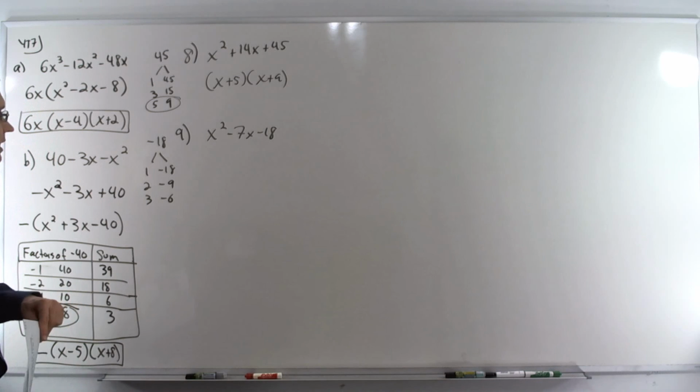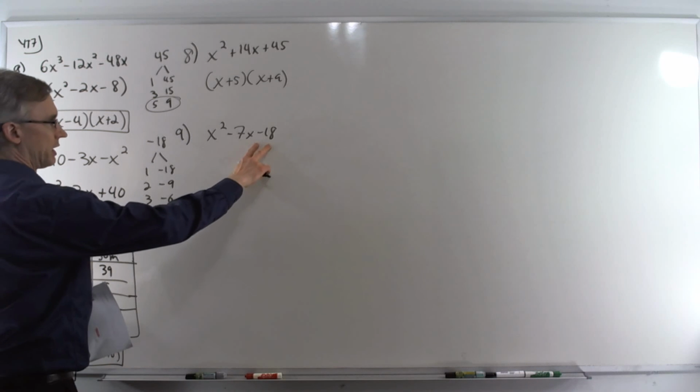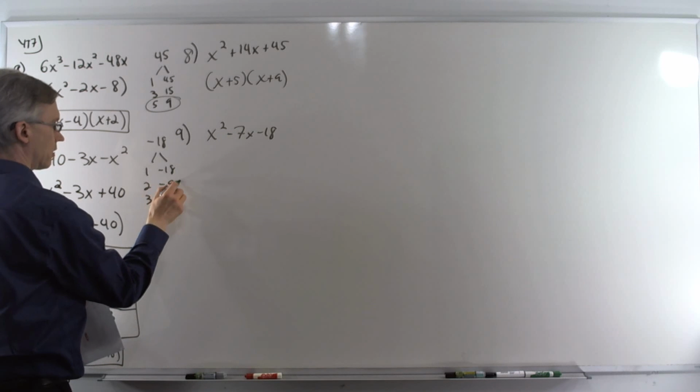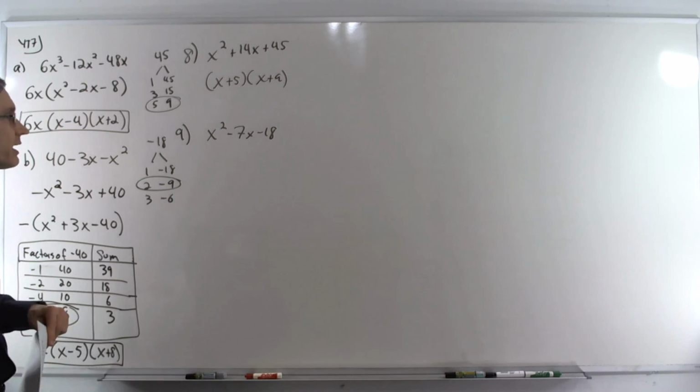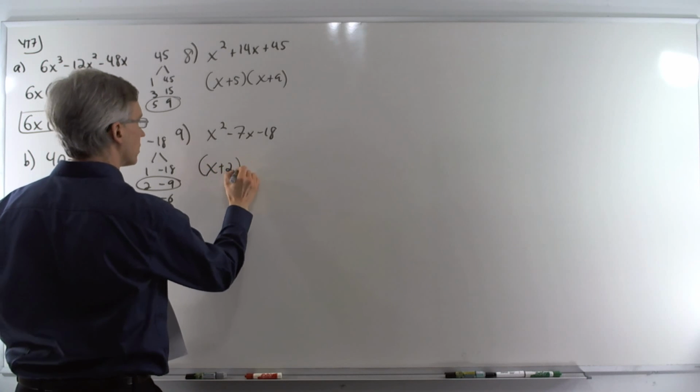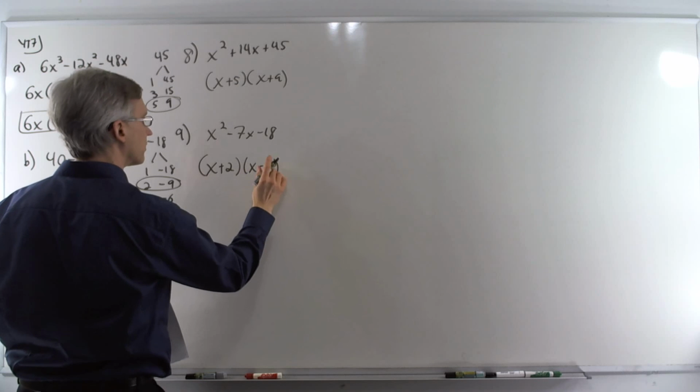There's our factors of 18. All right, we need opposite sign numbers. Bigger ones are negative. 2 and negative 9 add to get negative 7, so there's our two numbers. So we get x plus 2 times x minus 9.